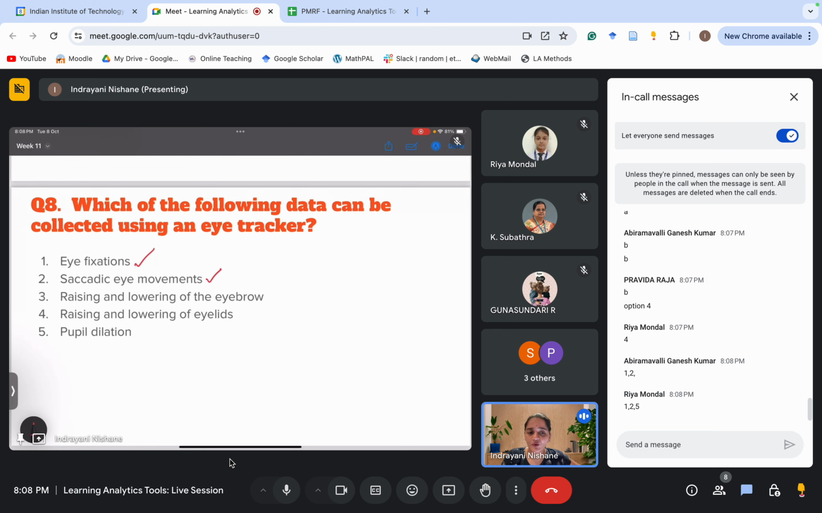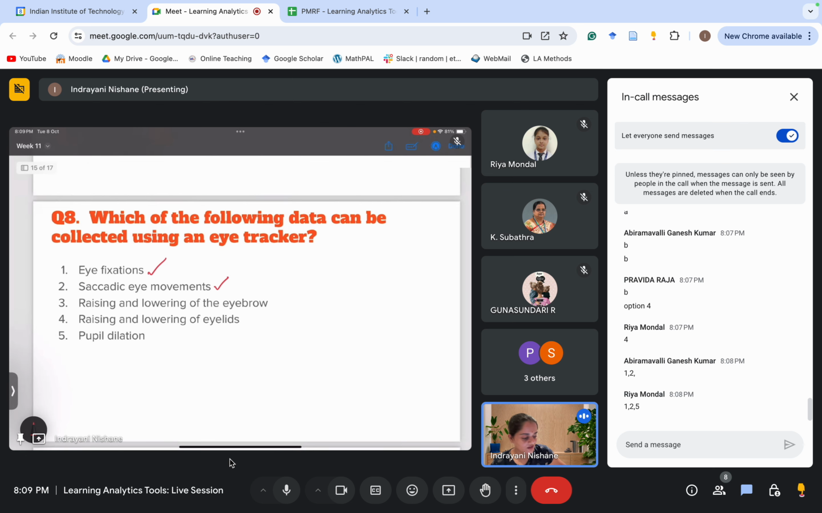Then raising and lowering of eyebrow, can eyebrow movement be detected or collected using an eye tracker? No, the eye tracker is concerned only with the pupil movement. Other than pupils, the eye tracker fails to capture. If we are not directly looking into the eye tracker instrument, it will not be able to capture where we are looking exactly. Generally the eye tracker is fitted at the bottom of the screen, so when we look away from the screen, when our pupil is not in a direct straight line with the eye tracker, it will not be able to capture that. So the eye tracker is associated only with pupil movement and not with the eyebrows or eyelids. So these two options, option 3 and option 4, are wrong.